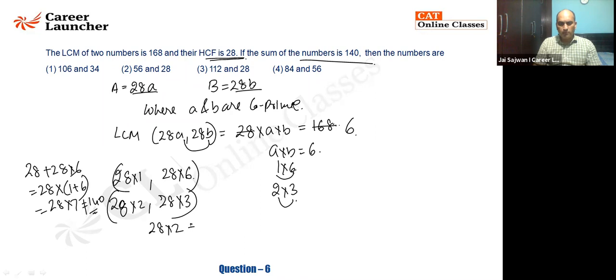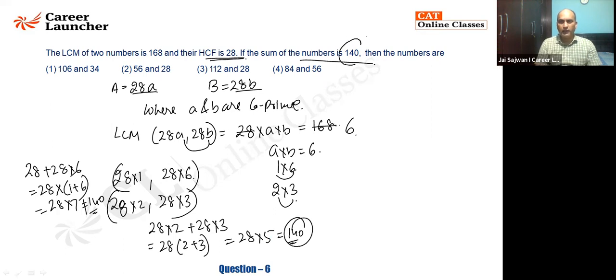The sum of these two numbers, I can take 28 common. It is 2 plus 3, which is 5. It is 28 into 5 is coming out to be 140. I can say the number can be 140, which is there. So what are the two numbers which are to be taken? One is 28 into 2, which is 56, and second is 28 into 3, sorry, 28 3s are 84. So the two numbers are 56 and 84. Yes, this is coming out to be the correct answer.